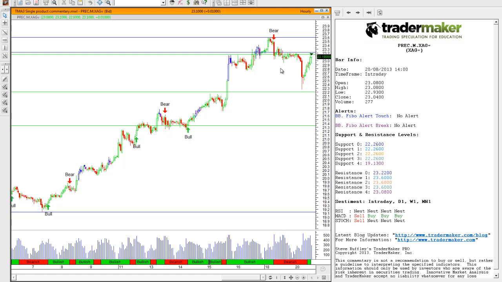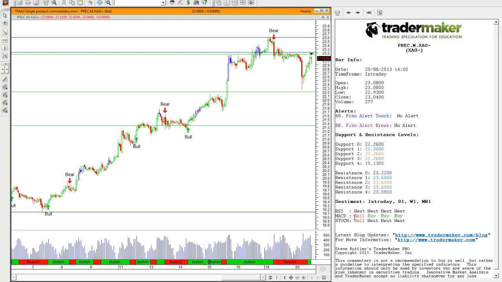So you can tie in your own key levels that you see the market returning to yourself, or you just basically go onto my TraderMaker indicator window that tells you where the market finds support, where it finds resistance, and what the sentiment is on all time frames.